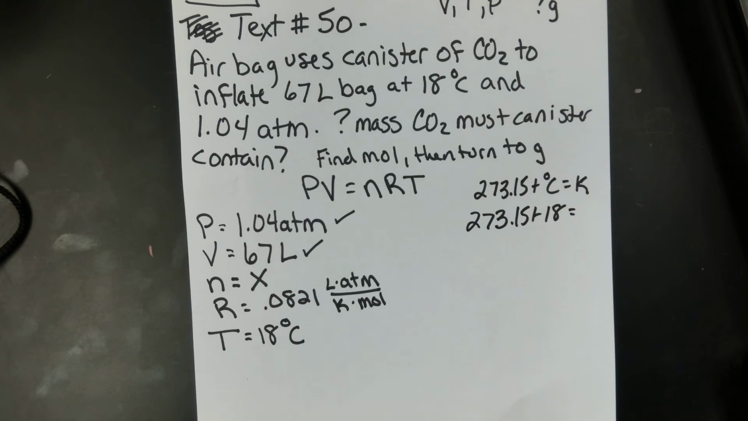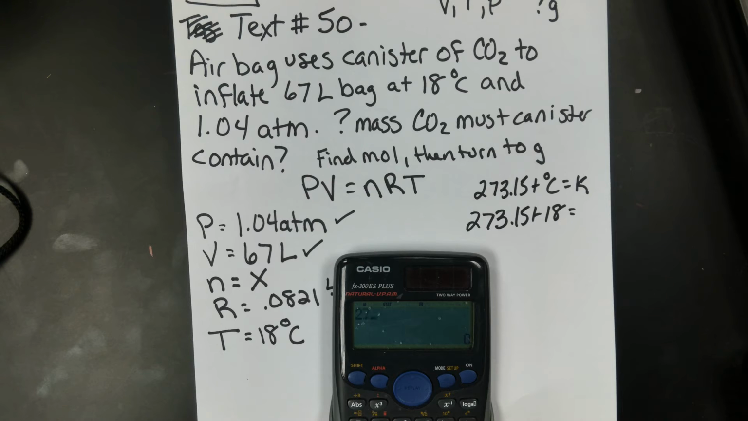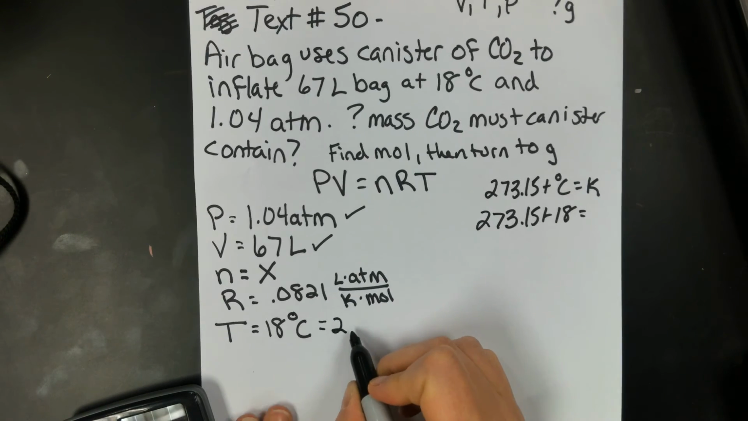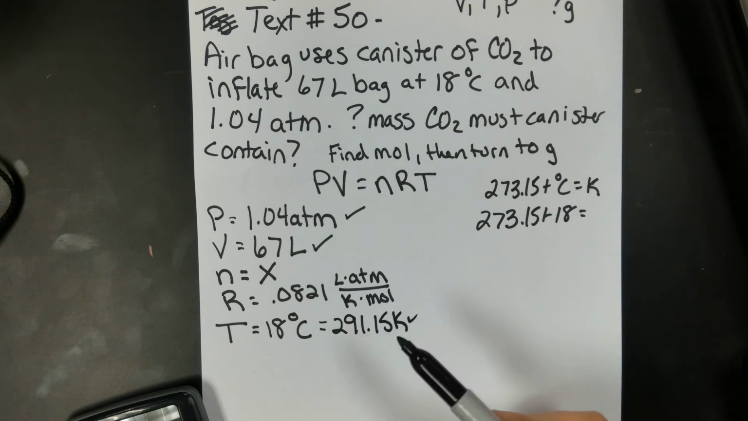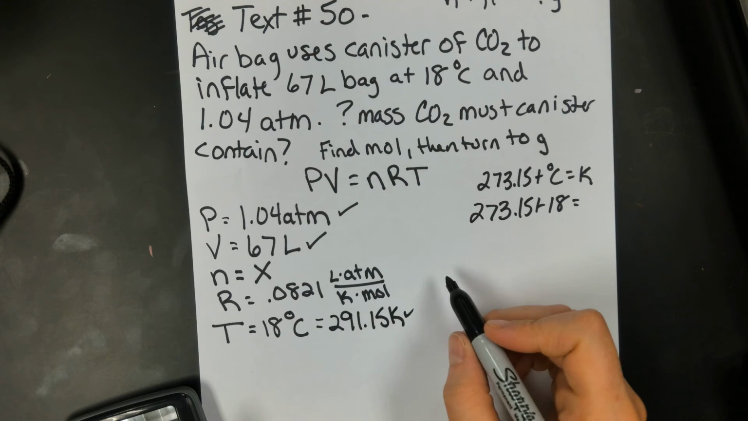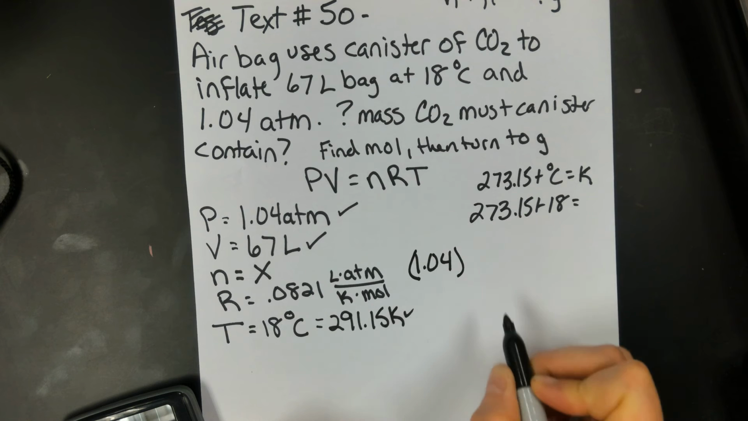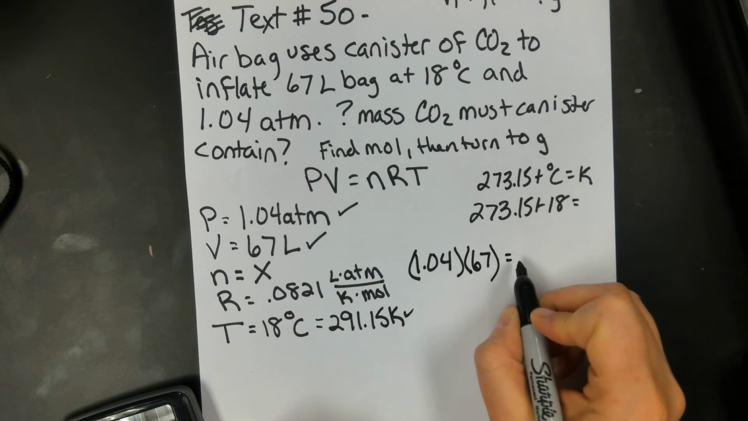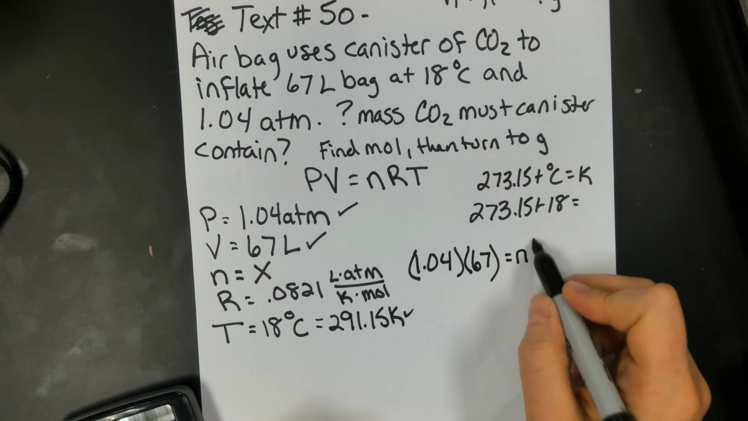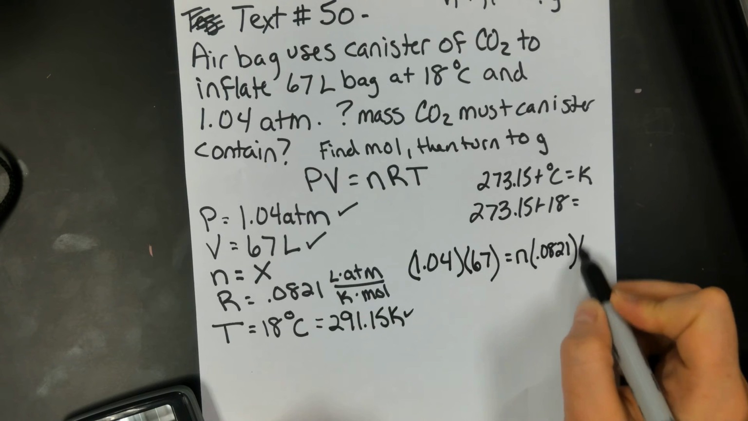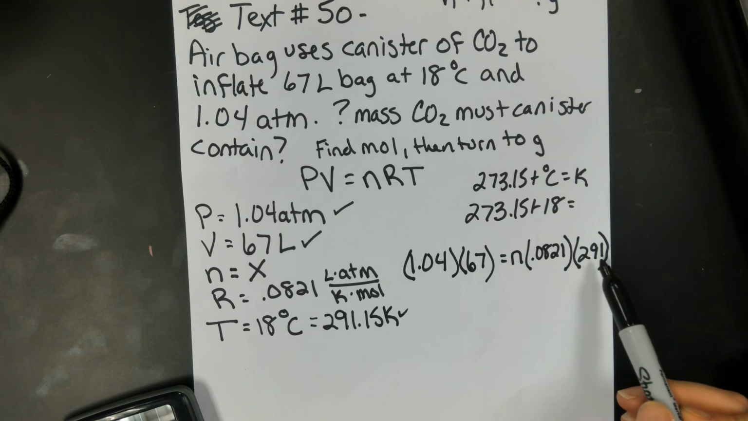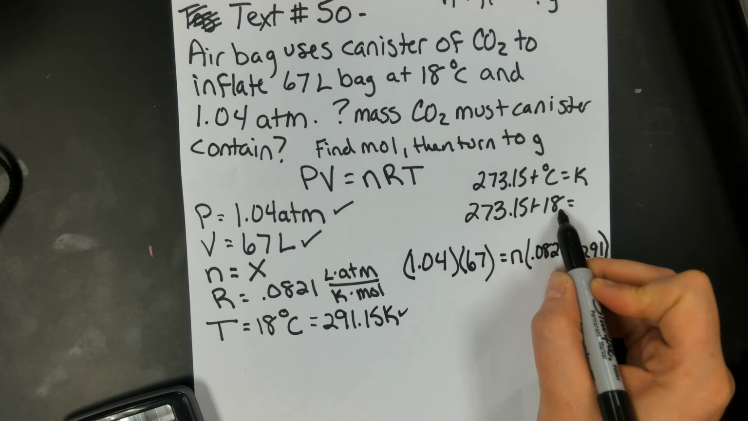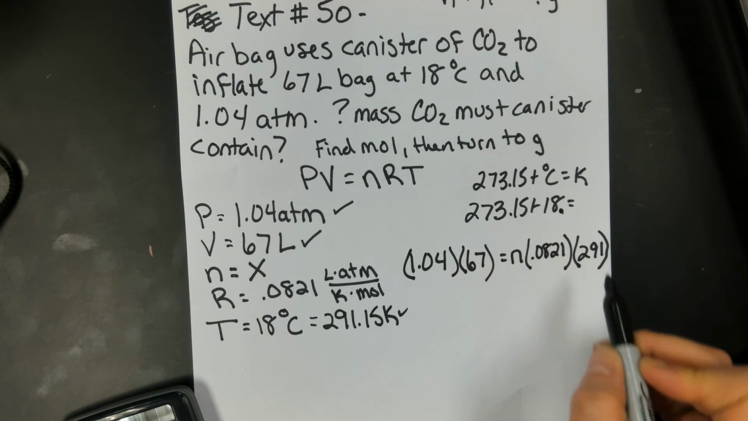So let me pull my calculator out. So 291.15. So this is really 291.15 Kelvin. That's the same thing. So now I can plug these in. Since I know they're all the correct unit, I'm not going to bother writing the units in when I plug it in. So P is 1.04, V is 67, equals PV equals n, which is my unknown, times R, 0.0821, times T, which was 291. So you may be wondering why I dropped the 0.15. It's a significant figure rule. This doesn't go any digits past the whole number, so we can end this at the whole number, 291.